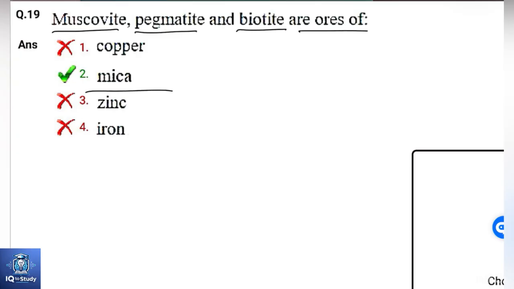Muscovite, pegmatite and biotite are the ores of mica.